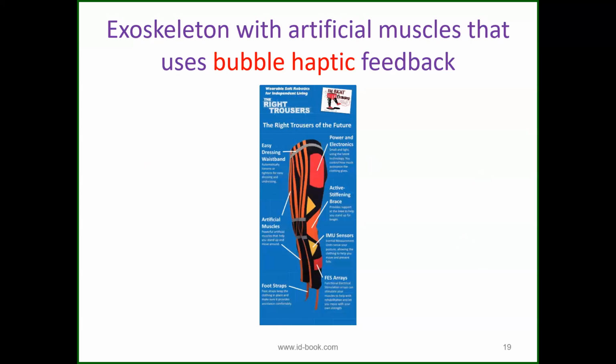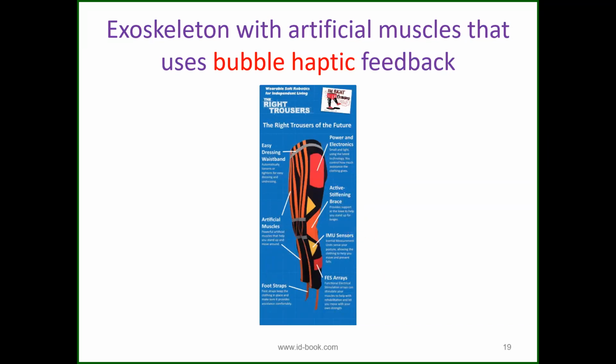Now, the muscle could be designed to enhance human strength, endurance, and mobility by using artificial muscles. This could be pneumatic, hydraulic, or synthetic muscle fiber that does the job like a natural muscle. So, this is not an actual muscle, it is an artificial muscle, which is creating the strength and the sensations by using the bubble feedback.